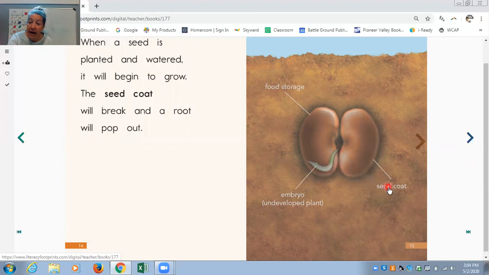But inside, so the outside of a seed is called a seed coat. I like to think of that as like we wear a coat to protect us from the rain. So this seed needs a coat to protect it from things that would harm it. And then inside there is food storage, because we have to remember that a seed needs food and water to grow. And then there's also something called an embryo, which is an undeveloped plant. So there's an embryo inside of the seed, and undeveloped means it hasn't started to grow yet.